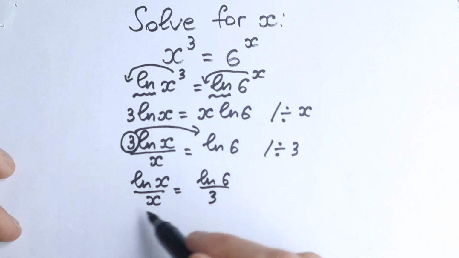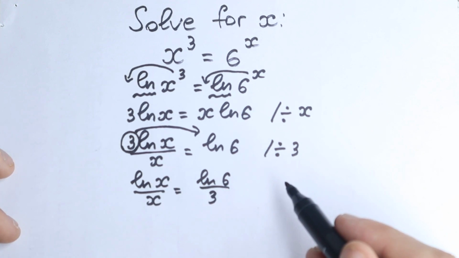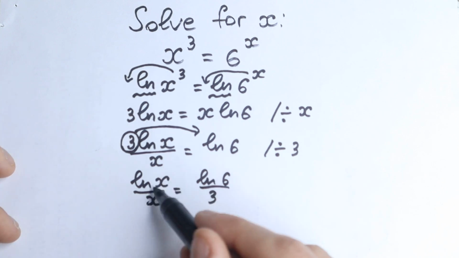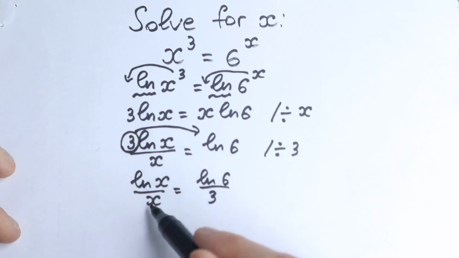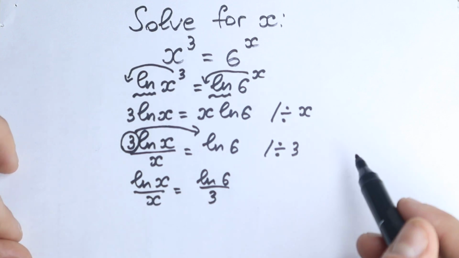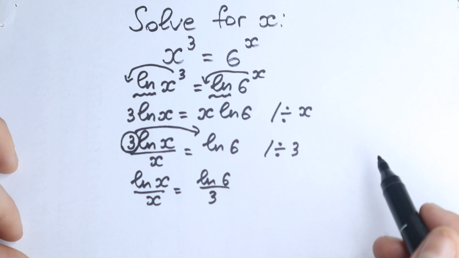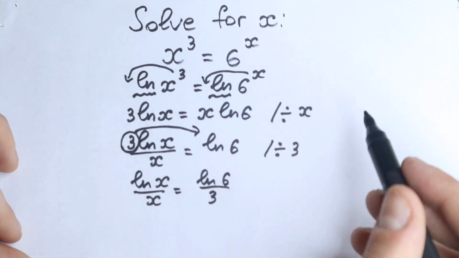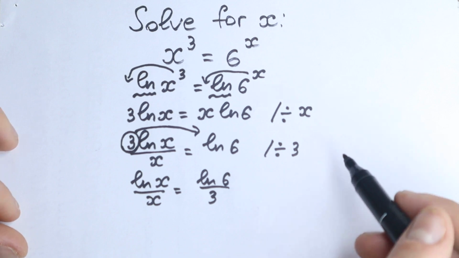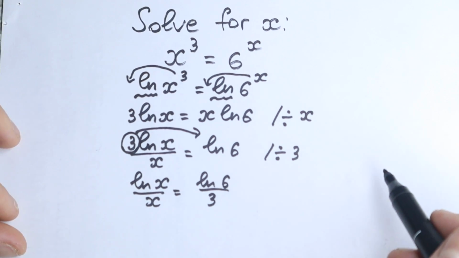Now we have a really interesting equation, but it's not an easy equation, because we have x in the argument of this natural log, and we have x in our denominator, so it's a complicated question right now. We need to learn about the Lambert W function. I know a lot of students have difficulties with this Lambert W function, so I want to explain this function in simple words.